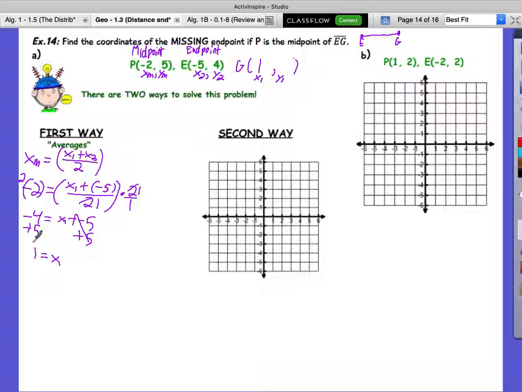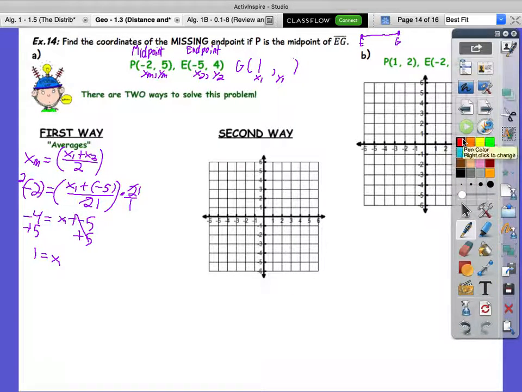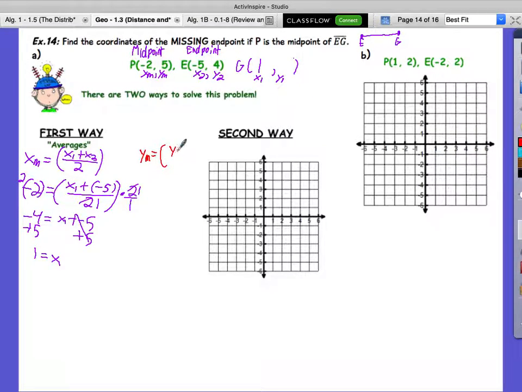I want you guys to try solving it for the y's, okay? Knowing that we start out with y sub m is equal to y sub 1 plus y sub 2 over 2. I want you guys to try plugging it in and solving from there. As you have questions, or when you're done, raise your hand, please.